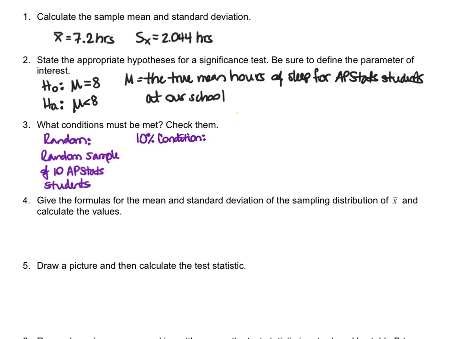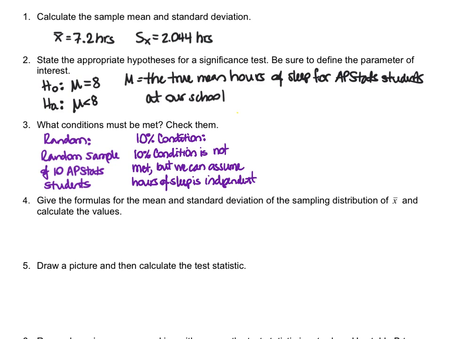But remember, the reason that we check the condition is for independence when we're sampling without replacement. And although we sampled without replacement, we can reasonably assume that every individual's number of hours of sleep is independent from every other individual's number of hours of sleep. The last condition that we're going to check is the normal condition. And unfortunately, the sample size is too small for the central limit theorem to apply, so that means that we are going to have to graph our sample and check to see if we see any strong skew or outliers.